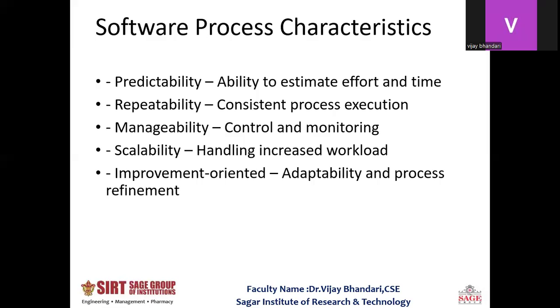When we prepare and develop the software product, it should have consistent process execution. Then manageability, that is controlling and monitoring, and scalability, handling increased workload. When billions of data records are uploaded into the server, how can we handle the data? That is scalability. Improvement oriented: adaptability and process refinement are included, right? So these are the software process characteristics.